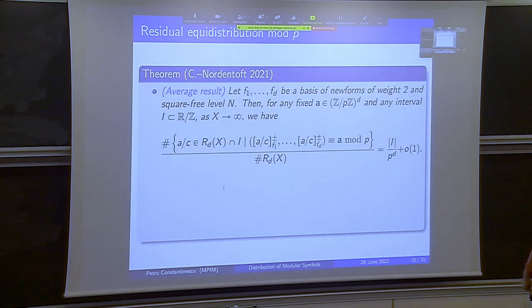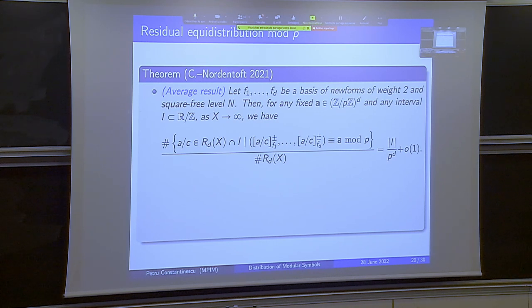I want to talk about work I've done with Asbjørn Nordentoft. We could prove an average result of this conjecture, but a bit stronger: we can actually prove a joint equidistribution result. If you fix a basis of new forms of weight 2 and level N, and pick a vector in (Z mod PZ) to the D, then the number of them that hit the vector over all of them, with the extra condition that you want to put them in an interval, the ratio is what you expect.